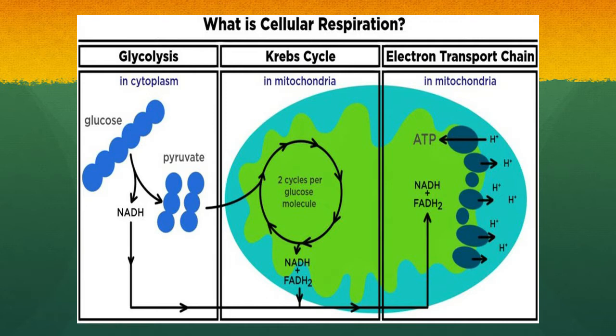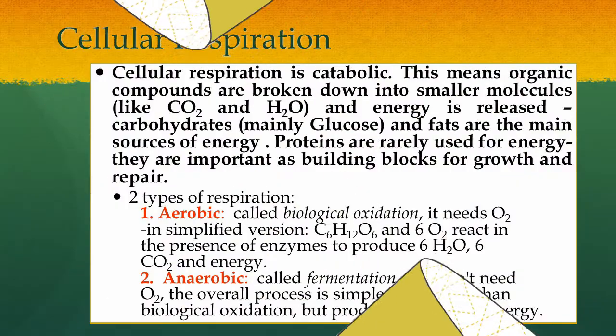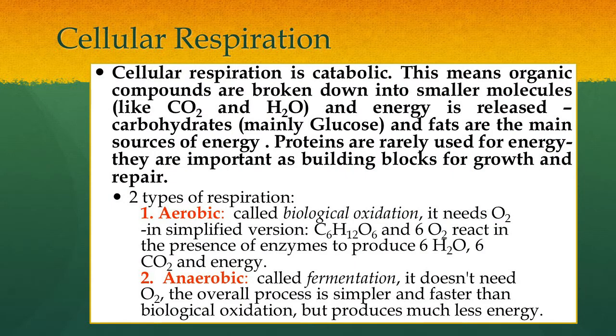Now we have here a diagram that summarizes the processes of cellular respiration. As you can see, it is divided into 3: glycolysis, Krebs cycle, and electron transport chain. You are going to know more about these processes as we move on with our discussion. Let us discuss first cellular respiration.